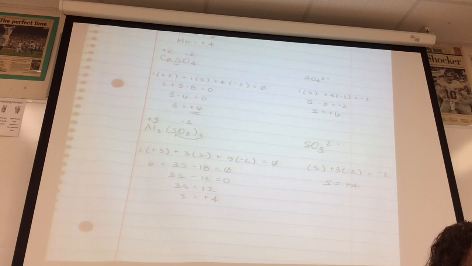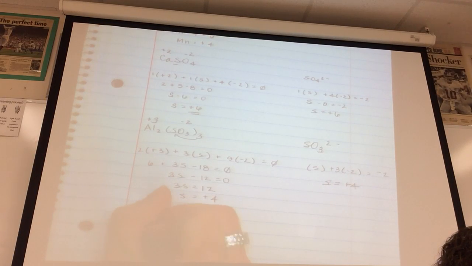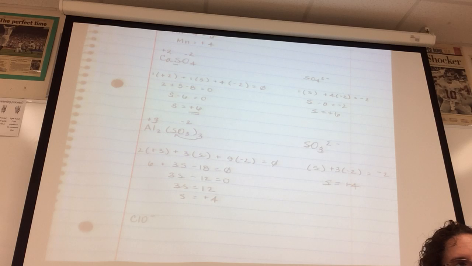Let's take a look at a few more. We've got ClO minus. Which oxidation number are you sure of? This is an ion. You're sure of oxygen. And this is where you really have to be careful.